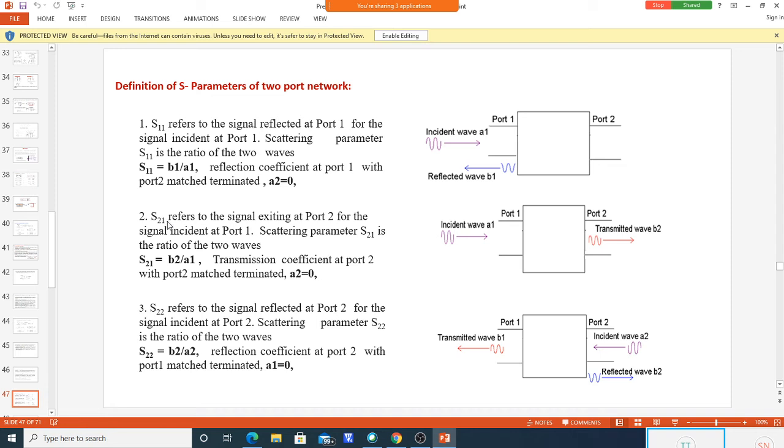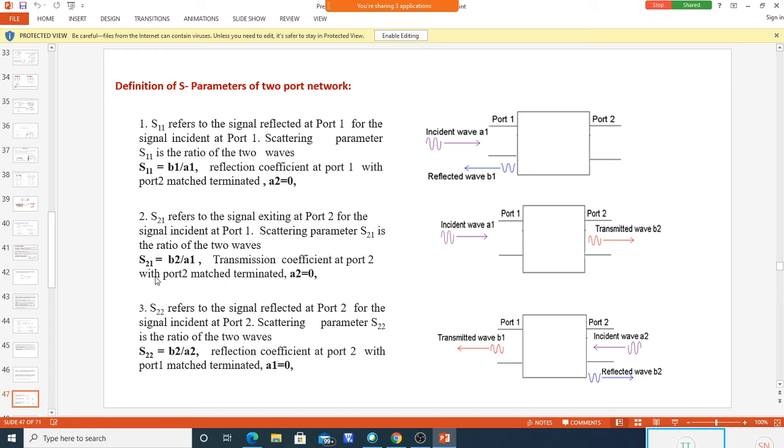It is the ratio of the waves at ports 1 and 2 here. 1 is the incident port, 2 is the outgoing port. So A1 is the incident wave, and you are sending a signal at port 1, but measuring the output at port 2. That is called transmission. This gives the transmission S21. Whenever a signal enters here, the signal that comes out at port 2 is called S21 transmission.